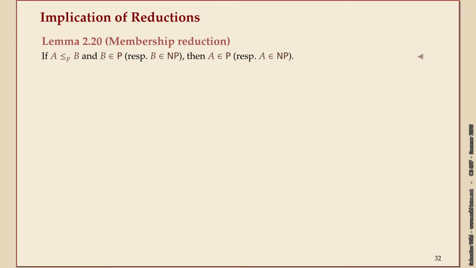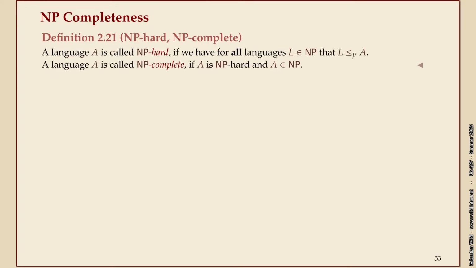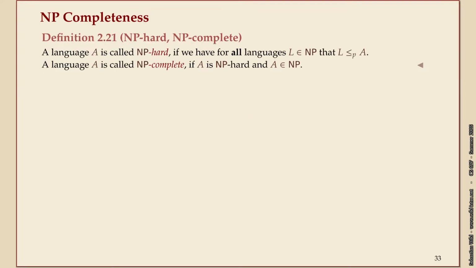The result I'm not going to prove is this. If A reduces to B and B is in P, then A is in P, and the same holds true for NP. These are all simple proofs. Right, we need that definition though.